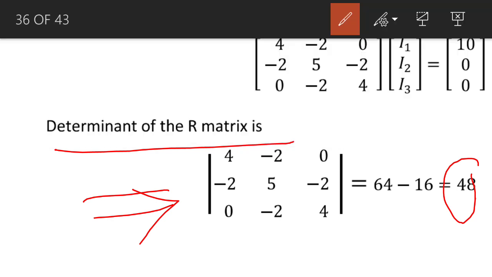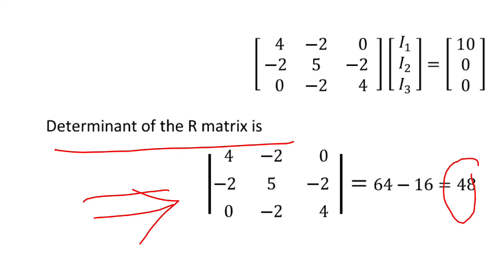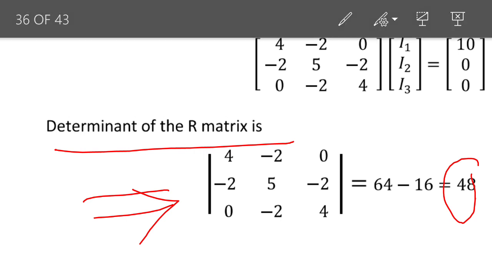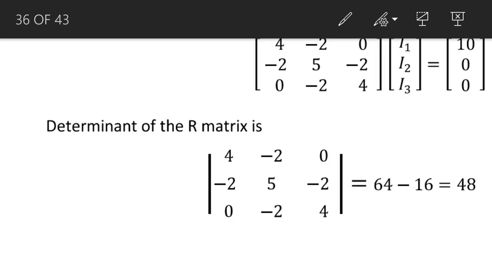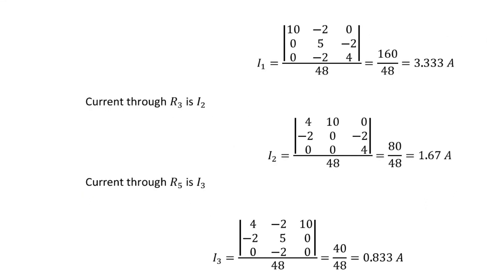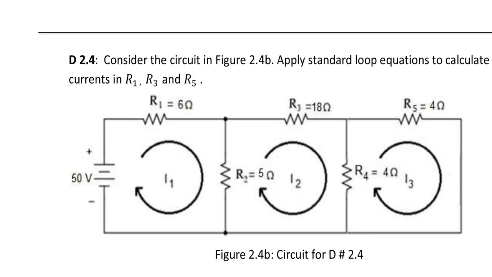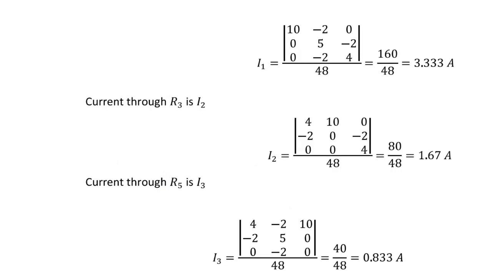The determinant of the R matrix is 48. So we have calculated the determinant of the R matrix. Let us apply Cramer's rules to find out I1, I2 and I3. We apply Cramer's rules to find out the current I1, the current I2 and the current I3.